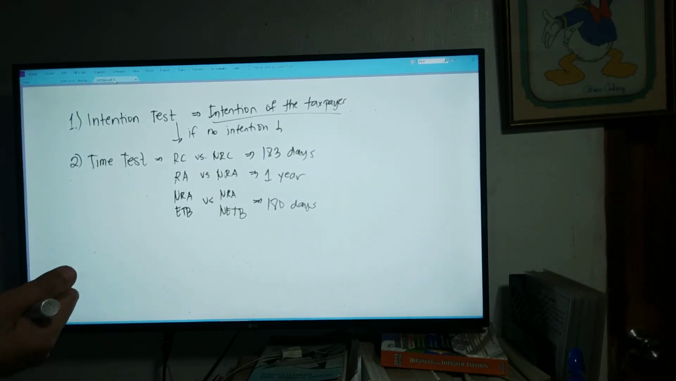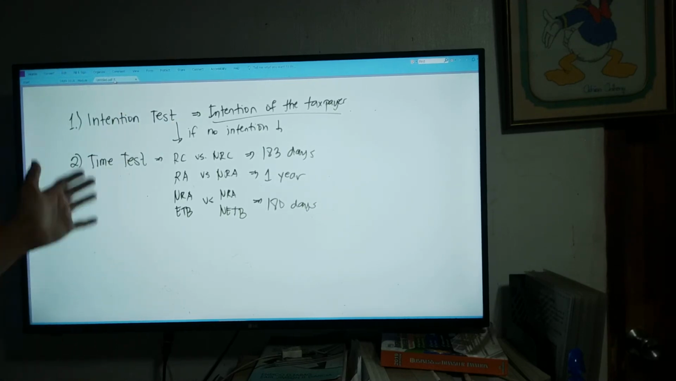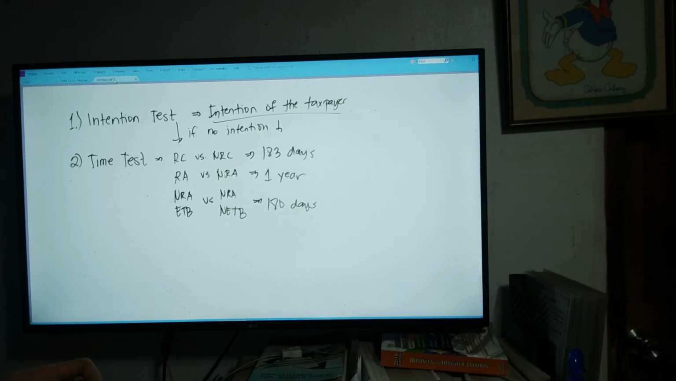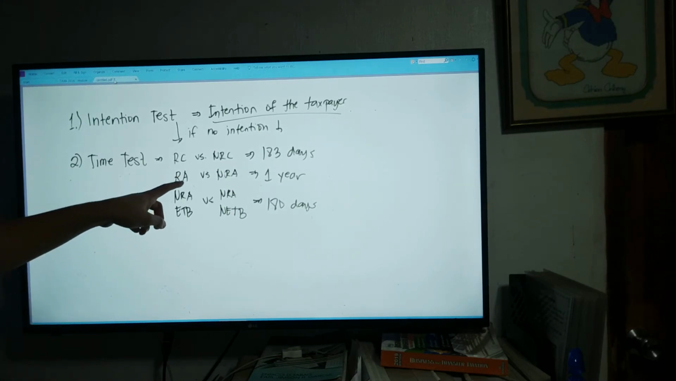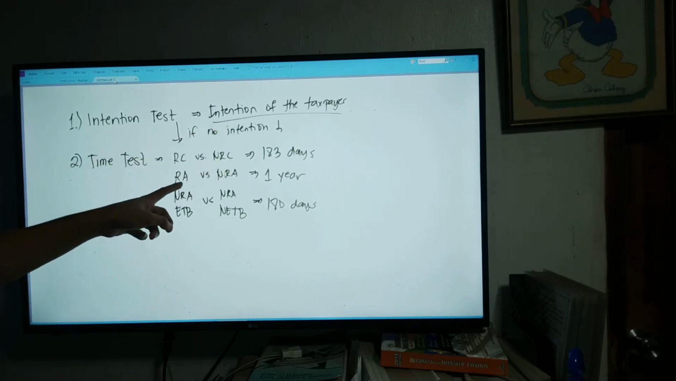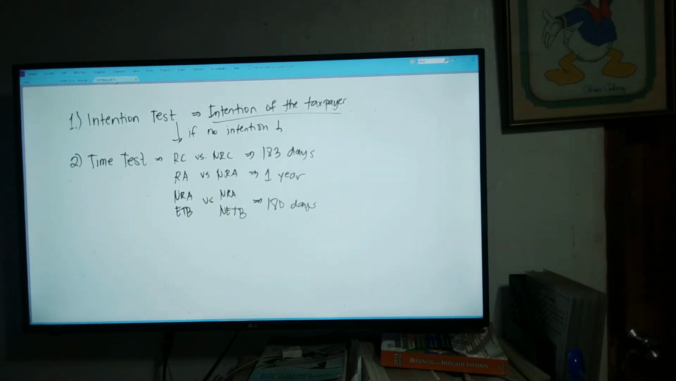Una, syempre titignan natin yung intention ni taxpayer. Ano ho ba yung intention ni taxpayer? Will he reside abroad? Then if yes, NRC siya. Will he work abroad for a long period of time? NRC. Okay? Will the alien plan to reside in the Philippines as an immigrant, as an employee, or for an extended period of time? If yes, intention, RA. If for mere tourist lang, NRA. For business ba yan? NRA ETB. Not for business but only for visiting and for exploring the Philippines for a short period of time, NRA NetB.